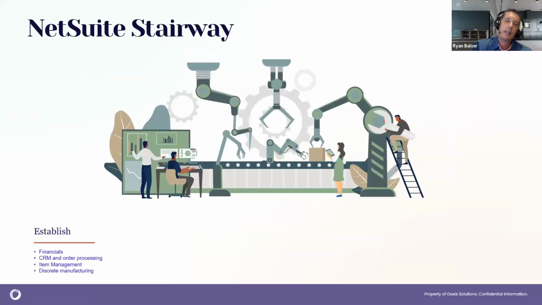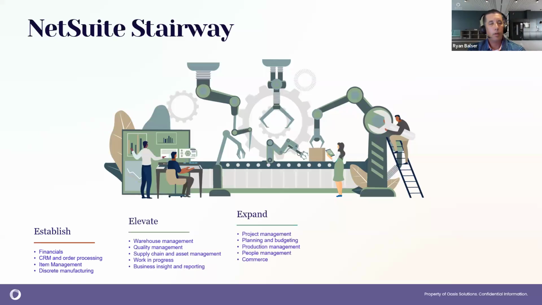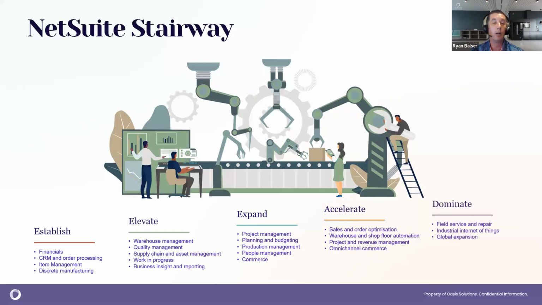This is our NetSuite stairway slide, and I like to bring this one up because a lot of times when we're talking to folks that are looking for a new ERP, we always like to think of that go live as the finish line, right? We made it through the implementation, we're live on the software. That's the finish line for us. With a modern ERP that's scalable and as robust as NetSuite, at Oasis, we really like to think of go live as the starting line.